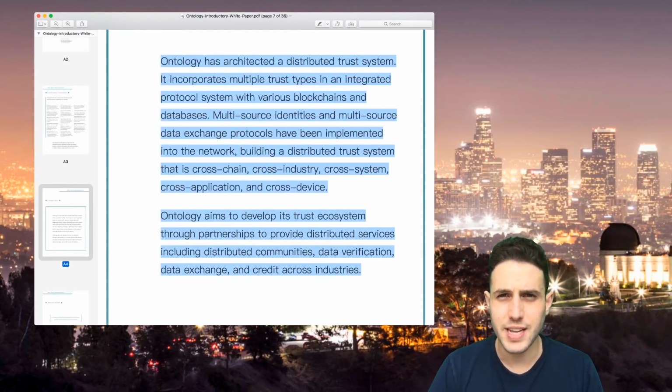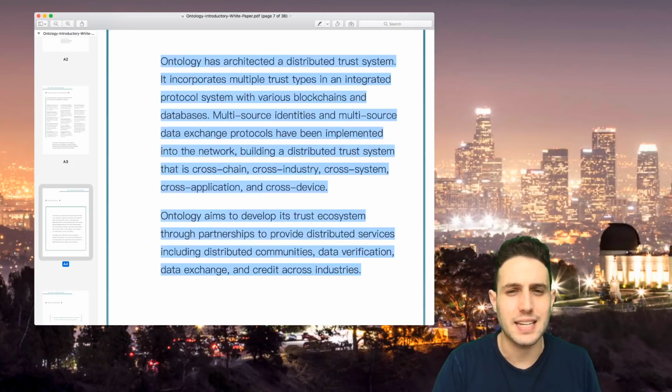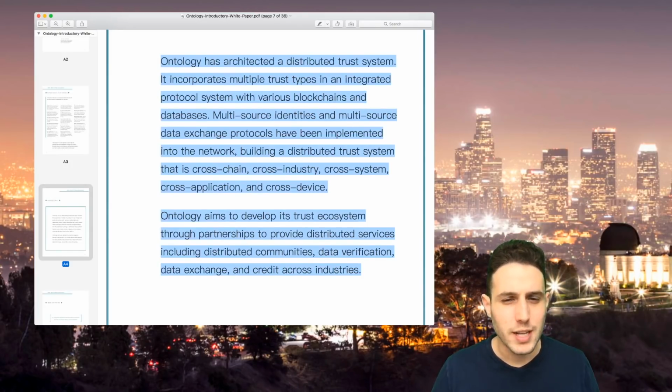So that's Ontology's MO. That's all they care about. Just because they can build things that could be built on NEO, just because they can build things that could have been built on Ethereum, doesn't mean they will. Just because they can and they have a blockchain doesn't mean that tool is actually going to end up being very hospitable for that kind of building environment.